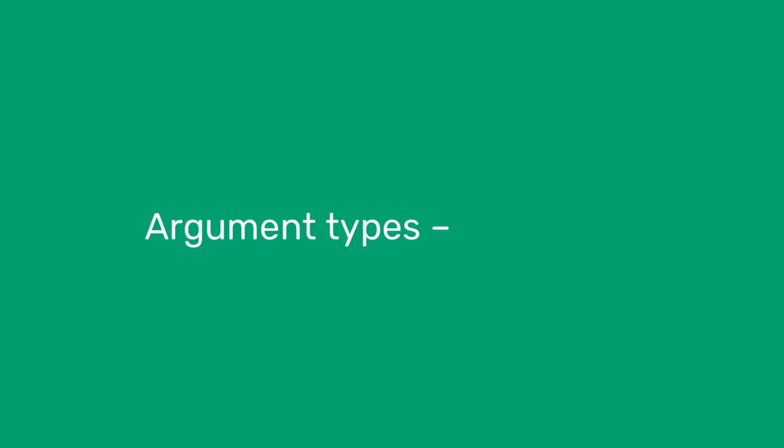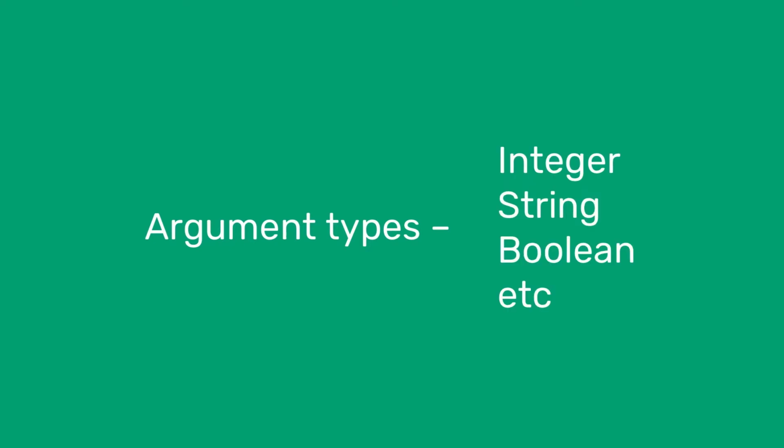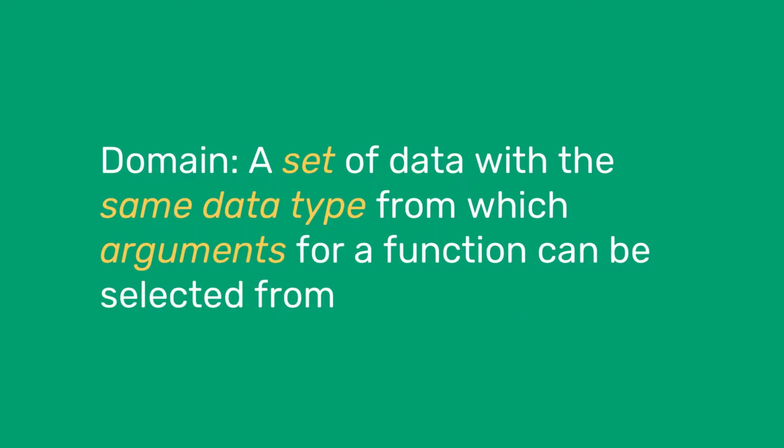First of all, an argument has a type. This is simply any data type, such as an integer, a string, a boolean, and so on and so forth. In our dishwasher example, our type would be a dirty dish. So where does this argument actually come from? Arguments come from something we call a domain, and a domain is a set of data with the same data type from which arguments for a function can be selected. They are a valid set of input values that you can provide to a function.